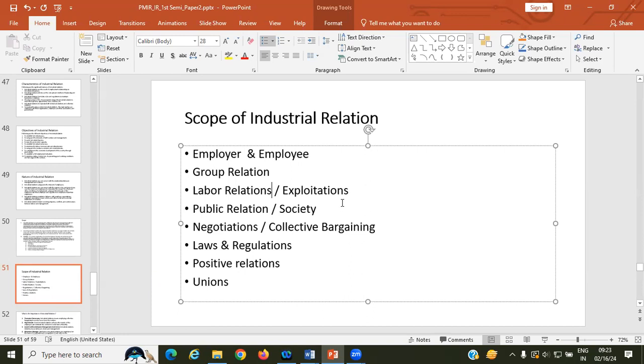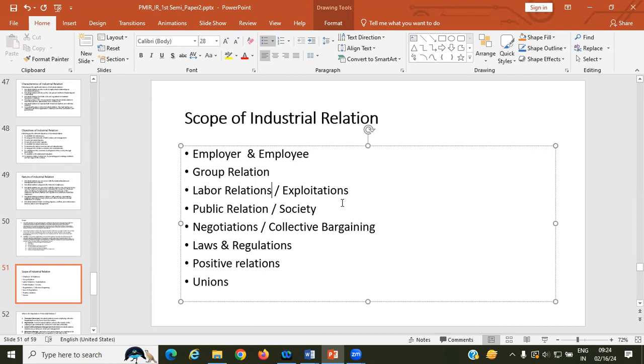Unions. So there are different unions in the organization which will talk on behalf of the employees. So unions of employer, unions of employee. For example, there are different trade unions. People will join a trade union, and that union will talk to the management. Management has different unions. So these are the scope of industrial relationship.